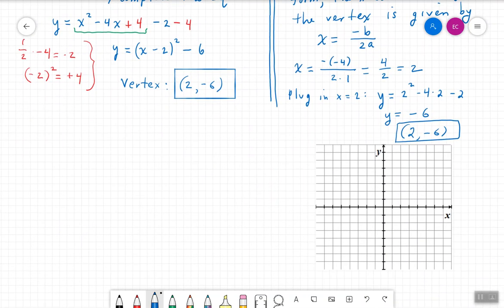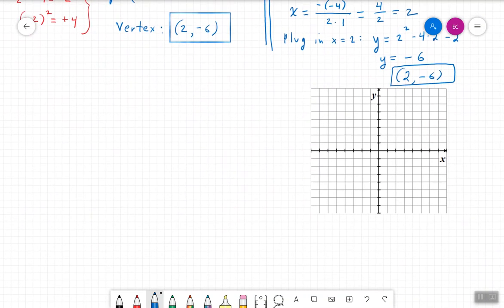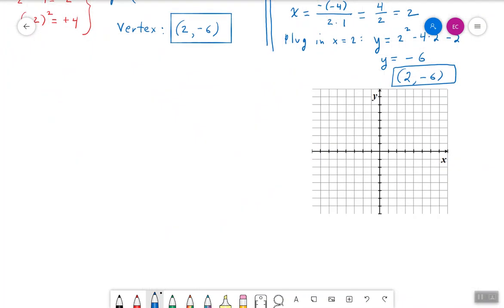So let me scroll down here a little bit and get some space on the page, and let me rewrite the function that we're talking about here so we don't forget it. It's x squared minus 4x minus 2. We know where the vertex is. Do you remember what else we'd like to know before we sketch the graph? It's the intercepts. The y-intercept and the x-intercepts will help us finish the graph.